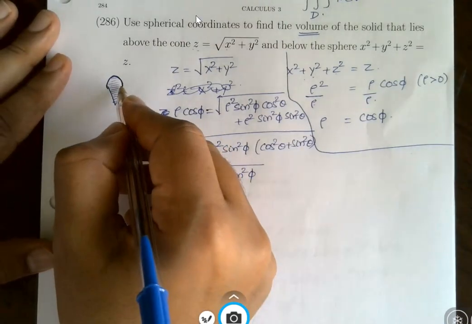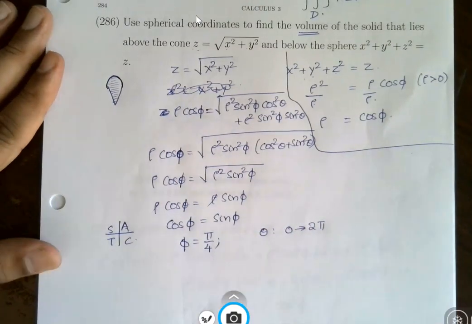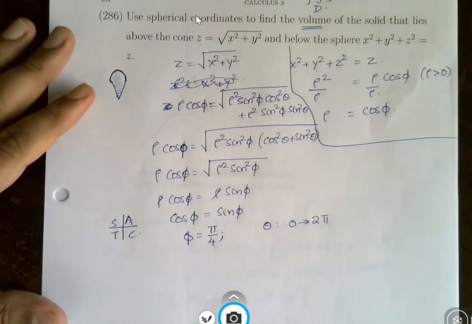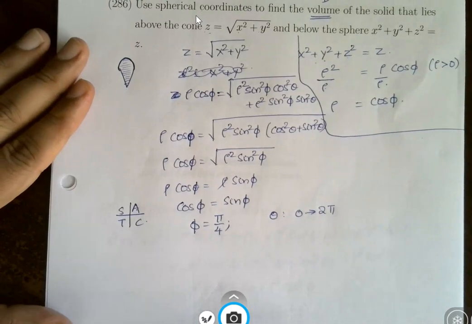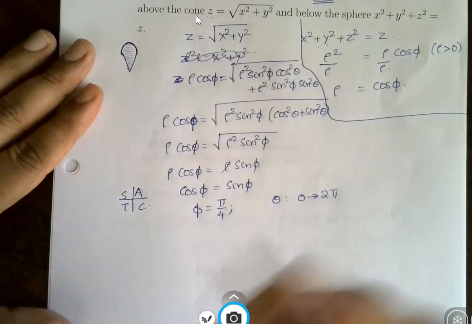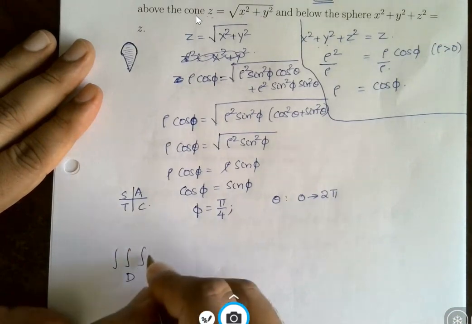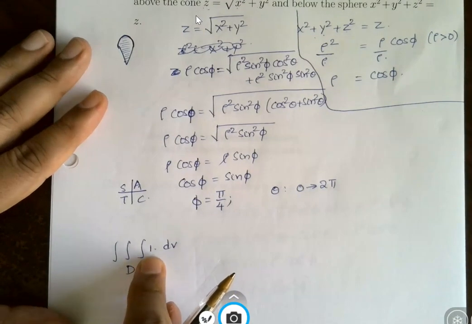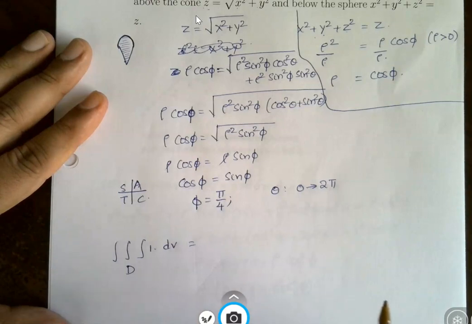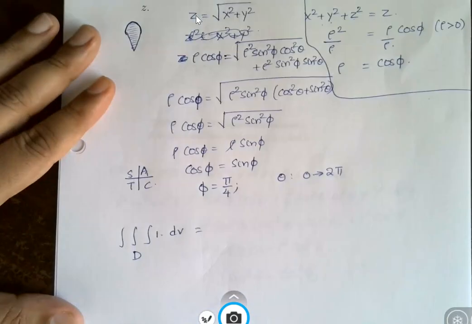The limits for theta are pretty obvious. It's going to be 0 to 2 pi because it's sweeping across, and that way you get the whole thing. I hope this is clear. Now you want to find the volume above the cone and below the sphere, so it's the triple integral over domain D of 1 dV. Again, volume means the integrand has to be 1. Could you do this with a double integral? Maybe not, but we are given z, so we have to run with that.